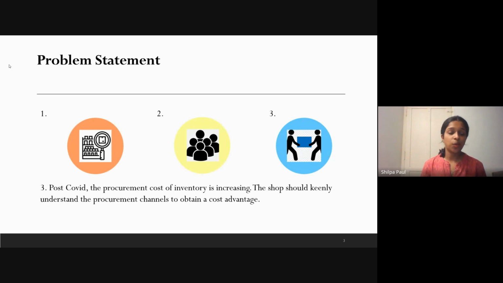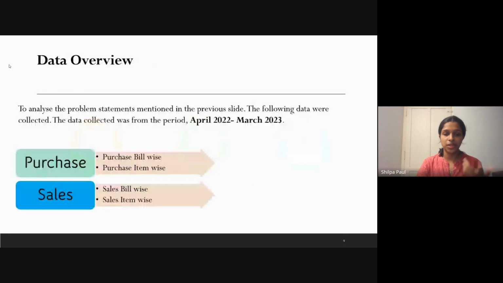So the shop owner wanted to look at what are the best suppliers or best cost advantages supply chain. So these are the 3 statements that we will be considering. And before I move on to the motivation and the roadmap, I'll give a quick overview of the data.